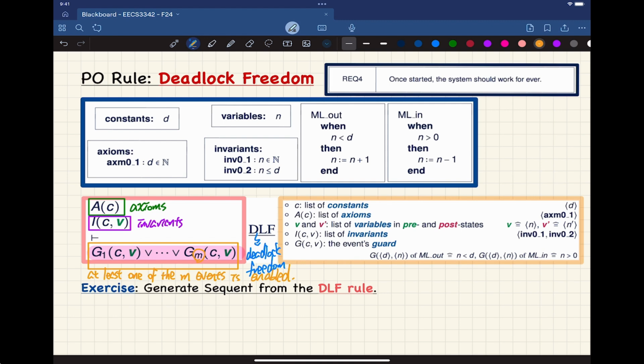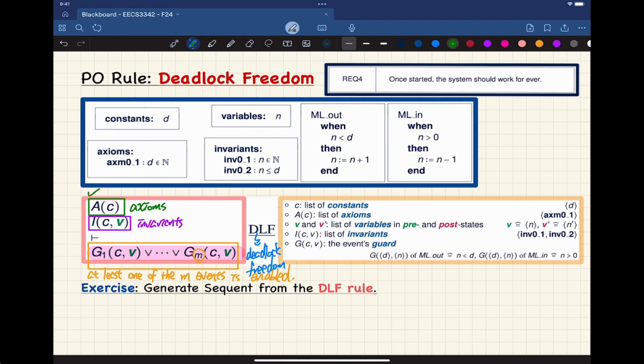If you got 2 events, you just put 2 event guards into disjunction. If you got m events, just put the guards together in disjunction. All right? That's the formulation. All right, guys, any question about the proof obligation rule? We're okay, right? Okay. Now, how do we write it down? For our model here, let's now do one by one.